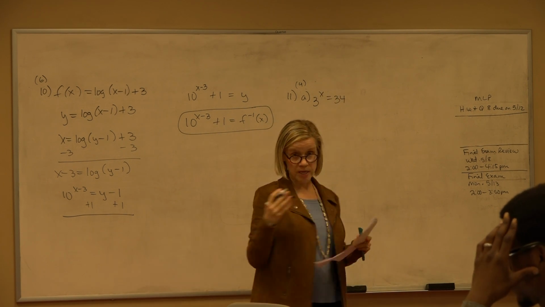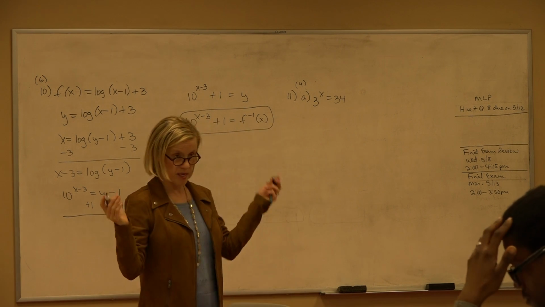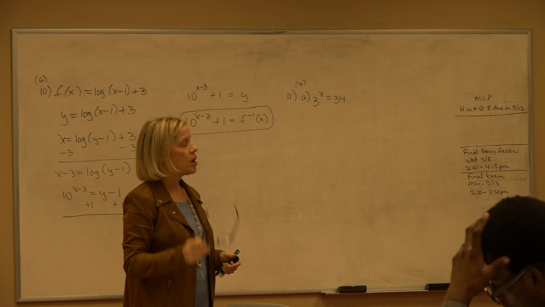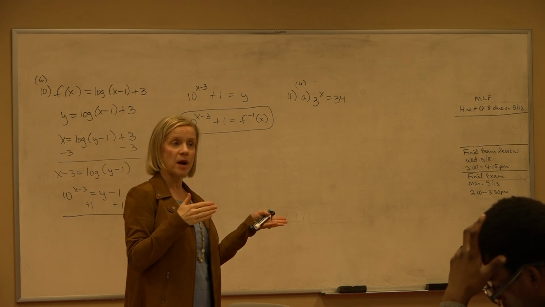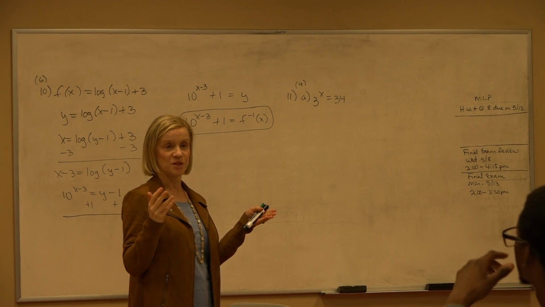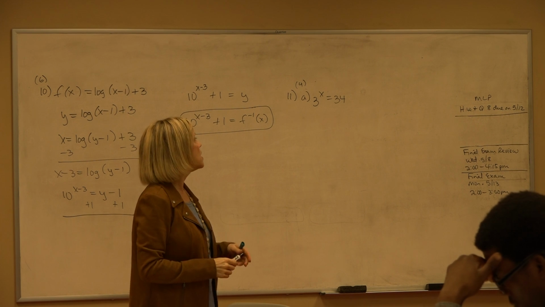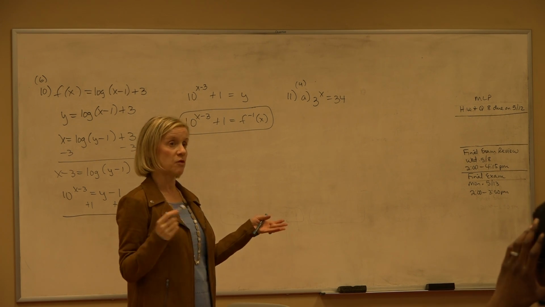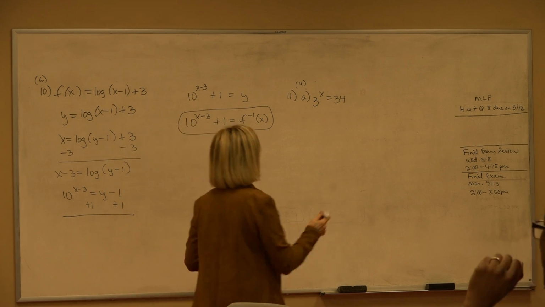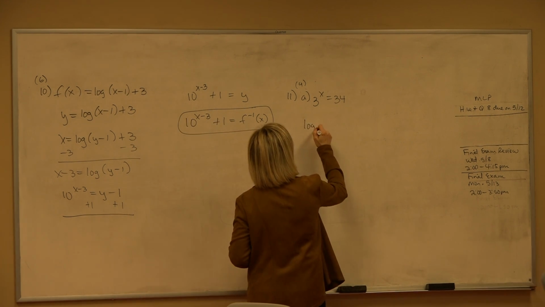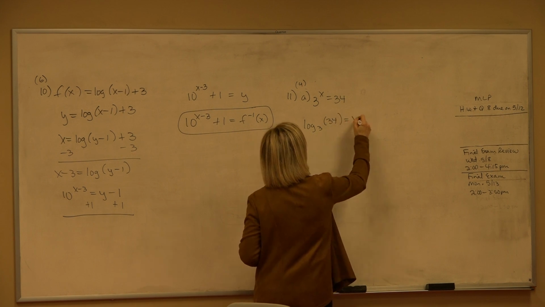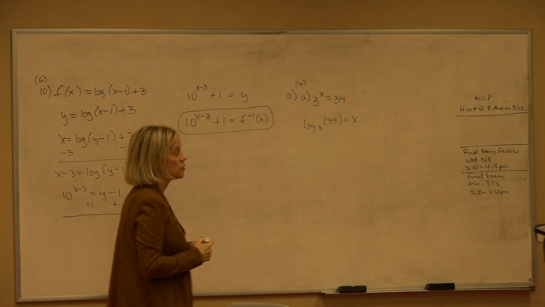There are 2 different ways to do this, and I'll show you both ways. Either way gives you about the same number of steps. By the way, 34 is not a power of 3, so we can't do it the easy way with the one-to-one properties. One way to do this is to just change it to logarithmic form from exponential form. So we could say the log base 3 of 34 equals our exponent x. That's one way to do it.